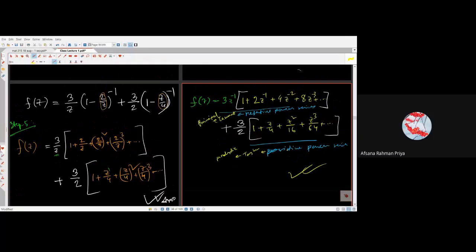Sir, the whole thing including the constant is the Taylor part? Yeah. That means the first part is the Laurent part or principal part, and the second part is the Taylor part.